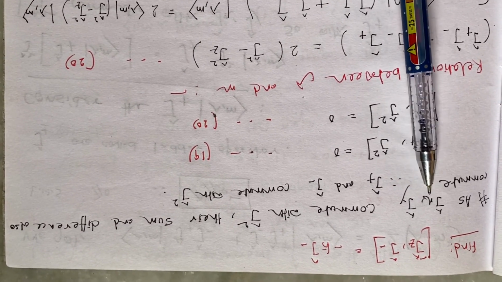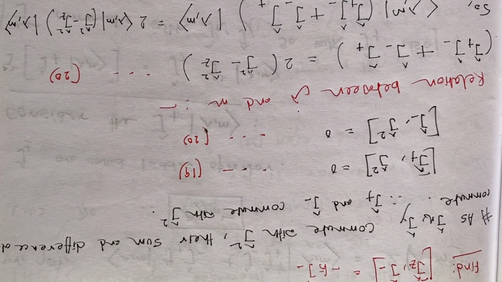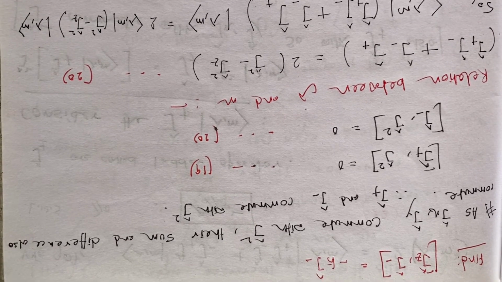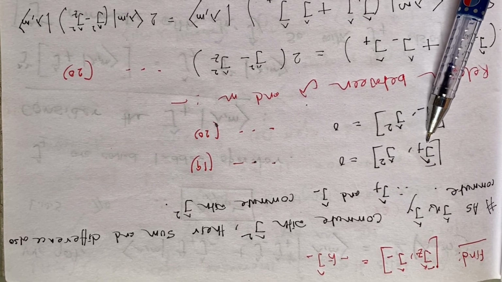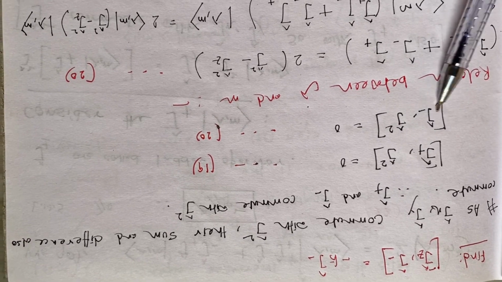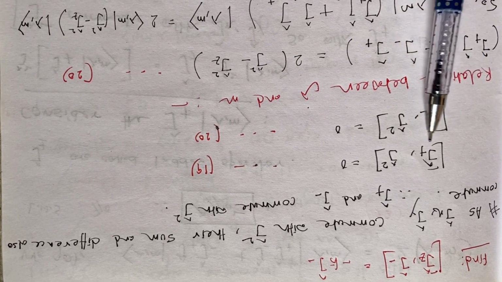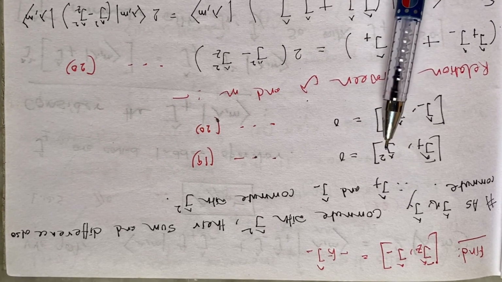As these individual components of momentum commute with J square, their sum and difference must also commute with J square itself. J plus is the summation of Jx and iJy, and J minus is just the subtraction of Jx and iJy. So J plus and J square must commute with each other.